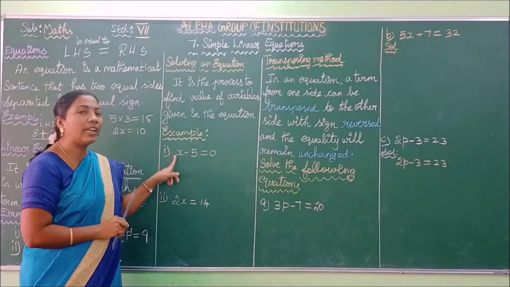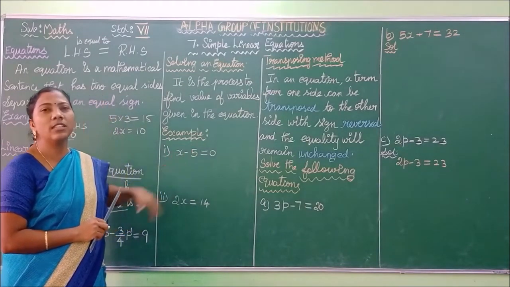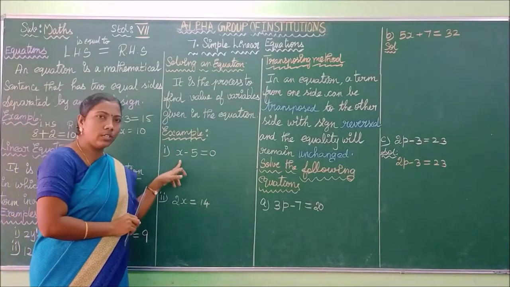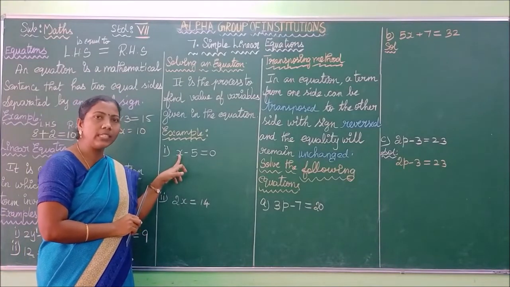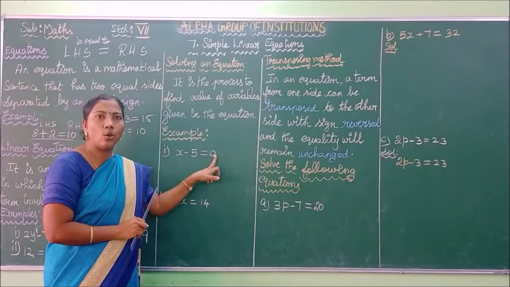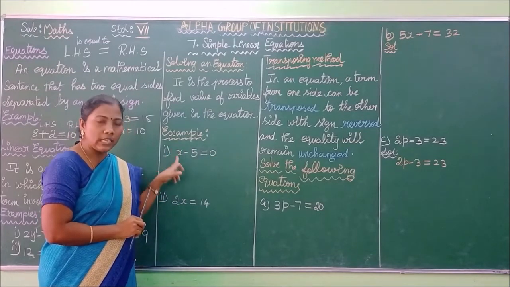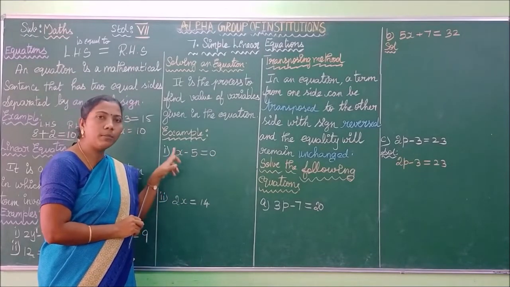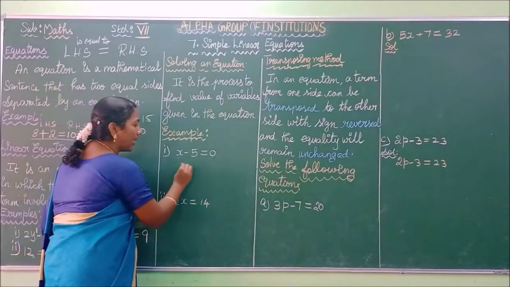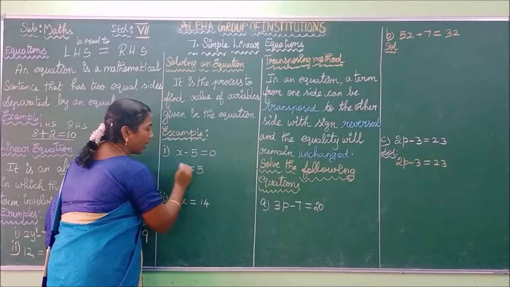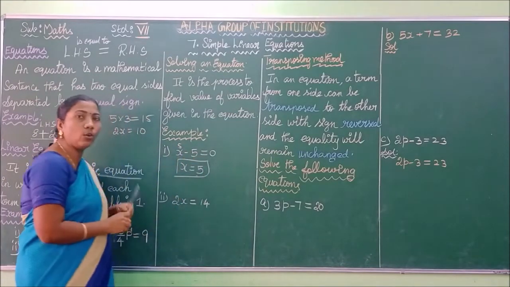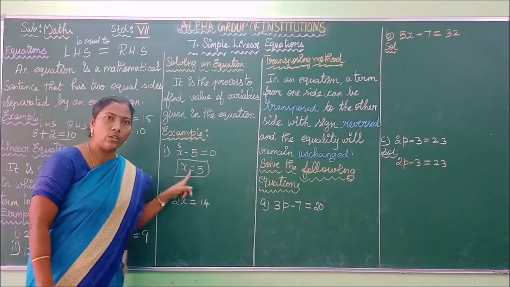Here we have to find the value of the variable. Which is the variable here? x is the variable. Now the question is, what should be the value of x such that if you subtract 5 from that value you get the answer 0? Yes, very good, 5. So we can write x equal to 5. If you substitute 5 here, 5 minus 5, your answer is 0. Thus we have found the value of x equal to 5.